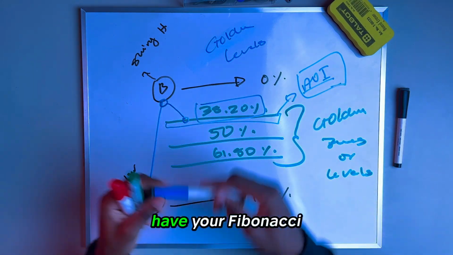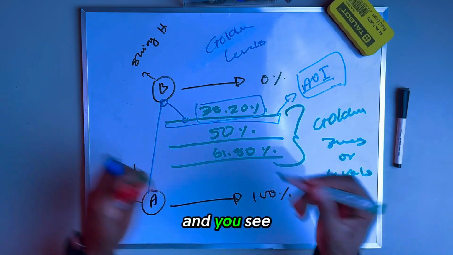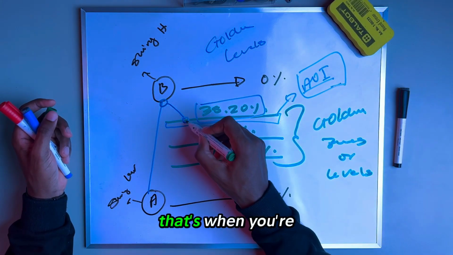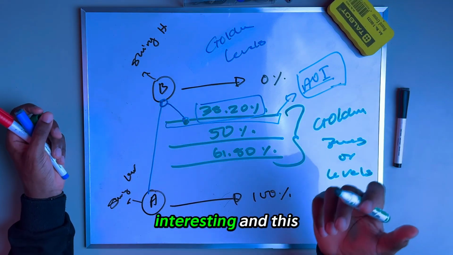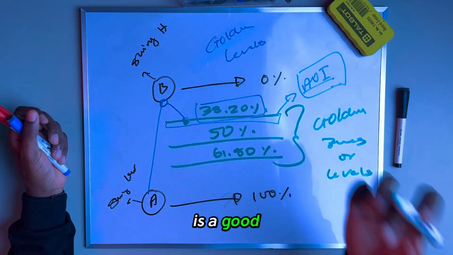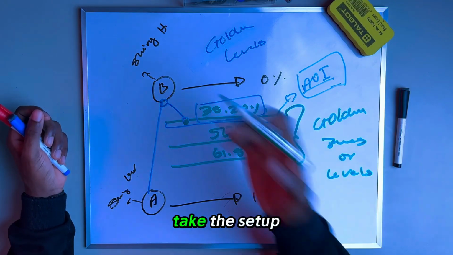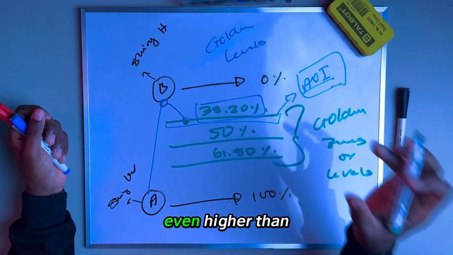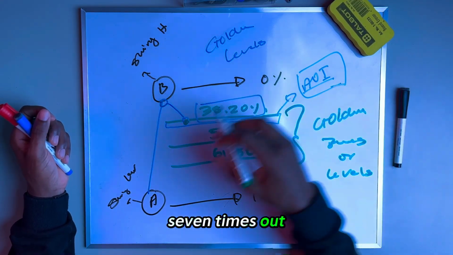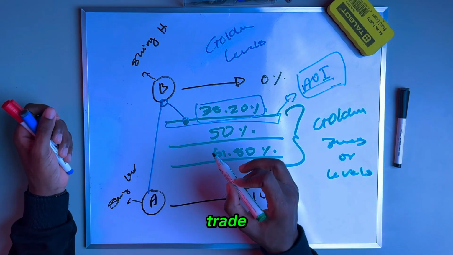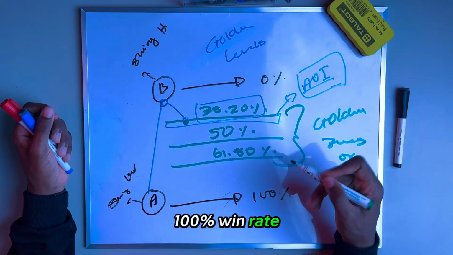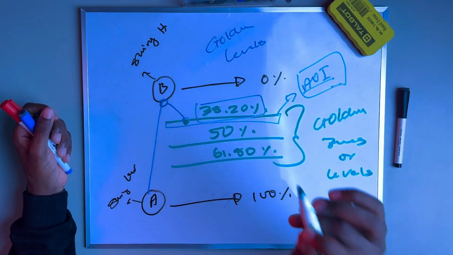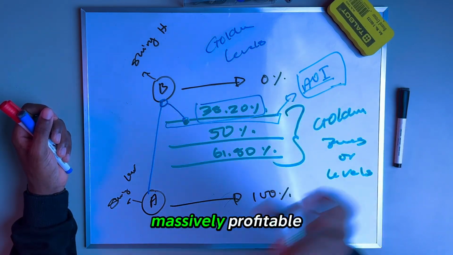So once you have your Fibonacci retracement tool and you see that the 38.20 aligns perfectly with your area of interest, that's when you're gonna be like, okay, this is interesting and this is a good setup. And you can take the setup, and I'm telling you, 5 times out of 10, even higher than that, 6, 7 times out of 10, you're gonna win this trade. You don't need to have a 100% win rate. If you can win 5, 6 out of 10 with a good risk to reward ratio, you're gonna be massively profitable.